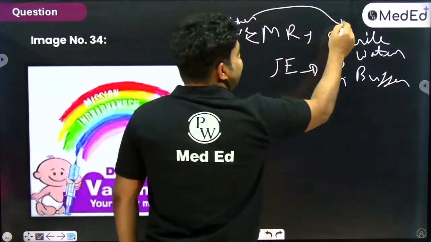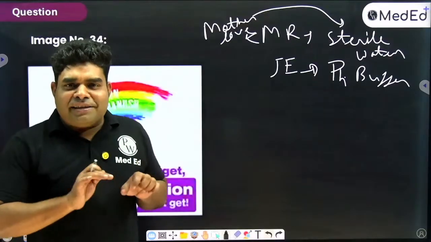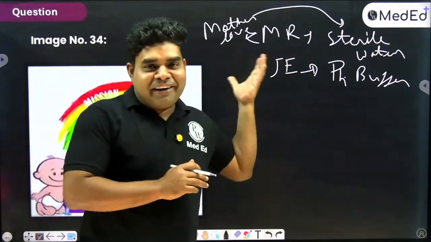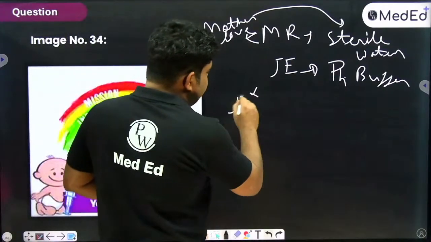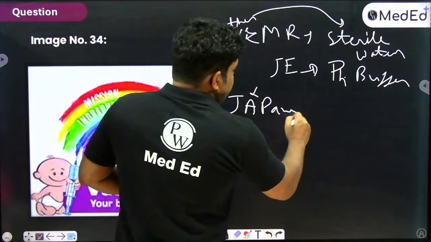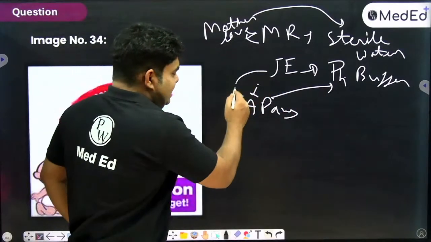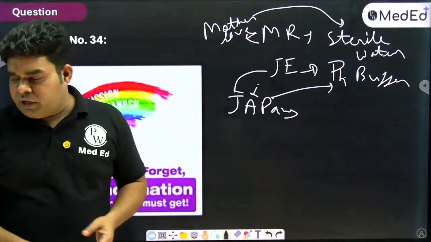Like sterile water. No matter how much your mother is angry with you, just press her leg for 20 minutes, she will melt like ice cream. So M for MR, M for mother love, like sterile water. If you write JE, in writing JE there is Japanese. So P for J, phosphate, and J for JE. So in the name you can see Japanese encephalitis has phosphate buffer solution as diluent. Okay.